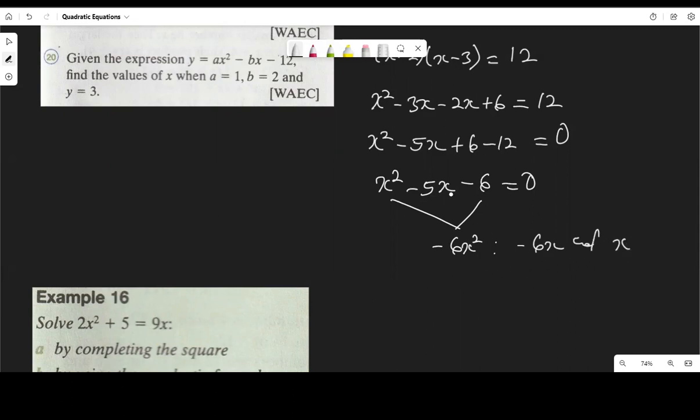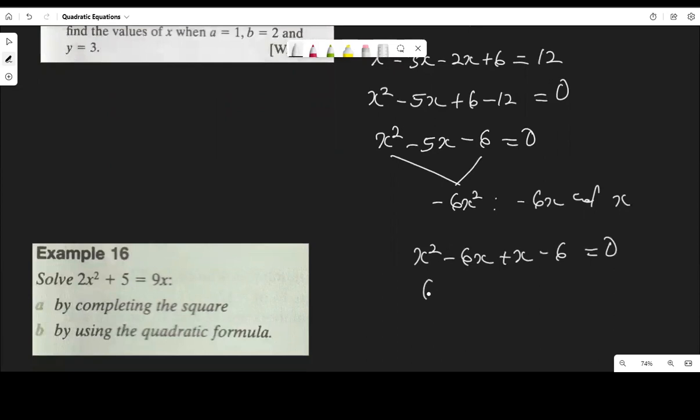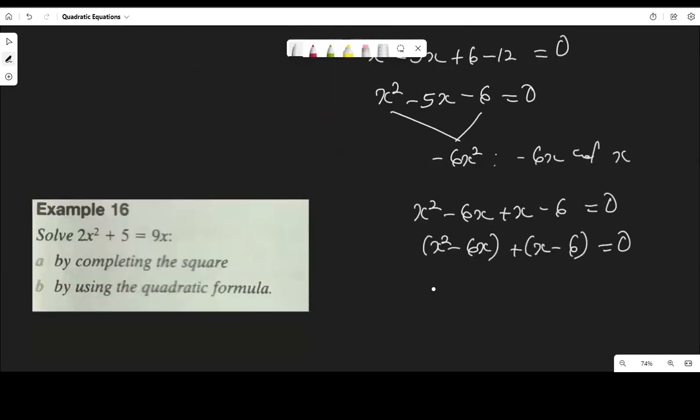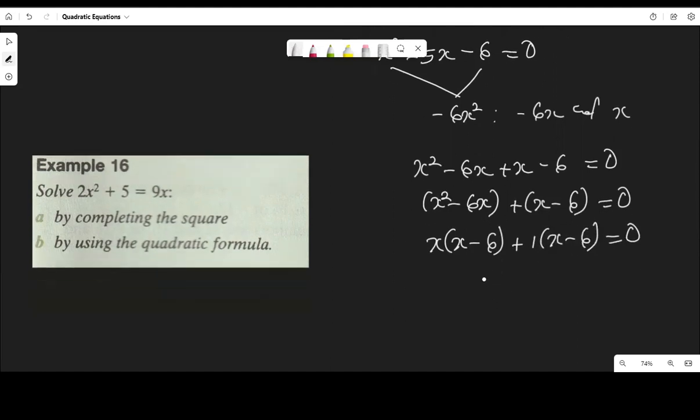So now we know the factors. We're going to replace this middle term: s squared minus 6s plus s. We replace the middle term with these factors, then minus 6 equal to 0. You can group this 2 by 2: minus 6s plus s minus 6 equal to 0. s is common here, s minus 6, plus here 1 is common, s minus 6 equal to 0.